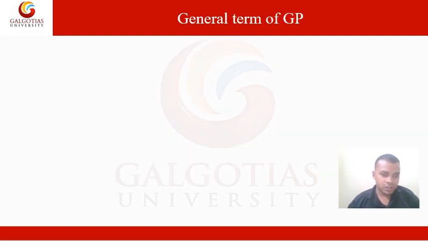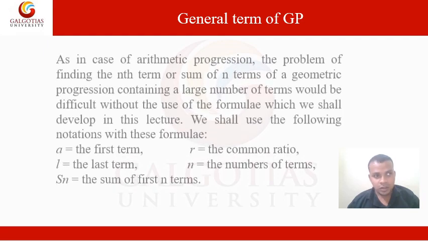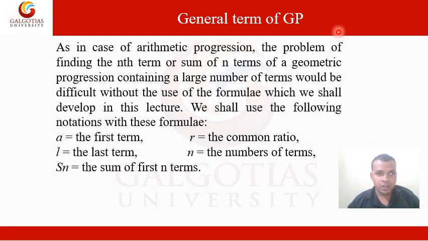What is the general form of GP, that is, geometric progression? As in the case of arithmetic progression, the problem of finding the nth term or sum of n terms of a GP containing a large number of terms would be difficult without the use of formulas, which we shall develop in this lecture. We shall use the following notations with these formulas. A will be your first term, L will be your last term, R will be your common ratio, N will be your number of terms, and Sn will denote the sum of the first n terms.